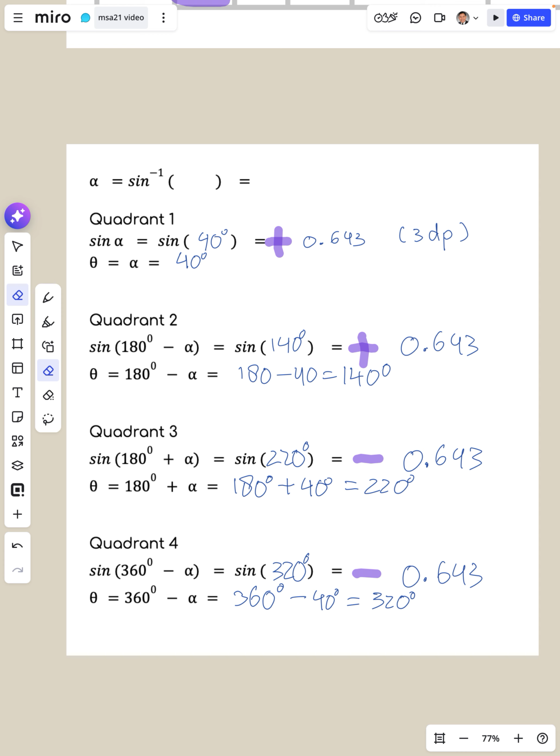For quadrant 3, we try out sine 220, let's say, it is negative 0.643. Yeah, it's correct also. How about quadrant 4? We press sine 320. You get negative 0.643. Yeah, it's correct also. So that's how you find sine or cosine value between 0 and 360.